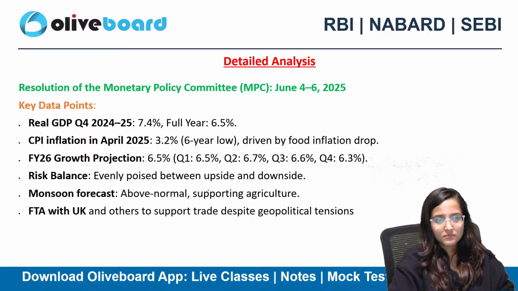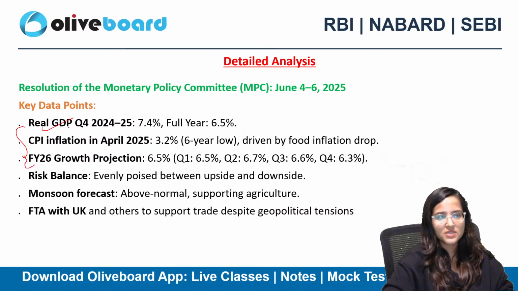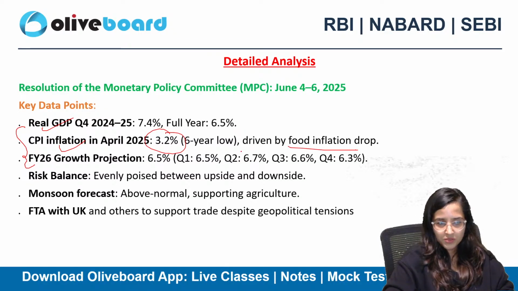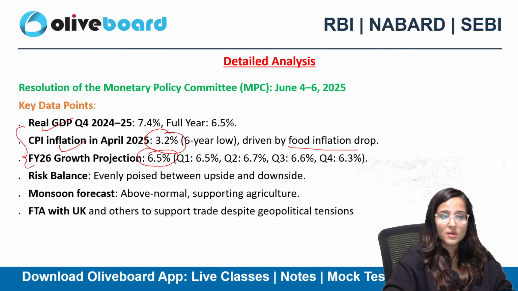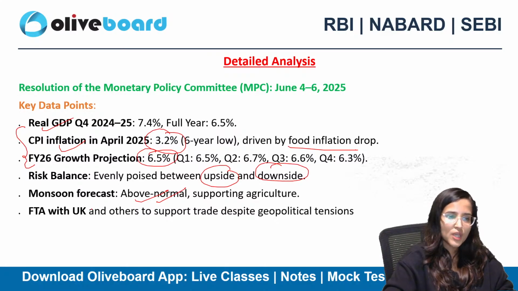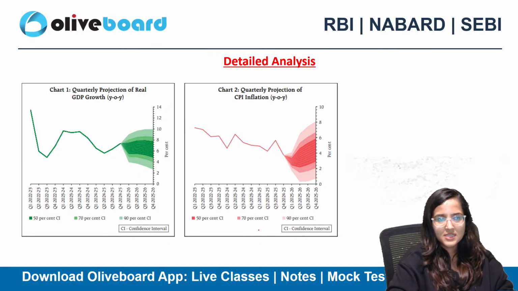Okay. Real GDP, these are the changes that we've seen. Real GDP 6.5%, inflation 3.2%, driven by the food inflation drop. So you've seen a drop in food inflation also. Growth projection 6.5%. We've seen that. On risk balance, there can be risks on the upside and downside. We can see certain risks. Monsoon forecast is above normal, and there's an FTA with the UK that we are signing amid these geopolitical tensions. So that is a positive thing.